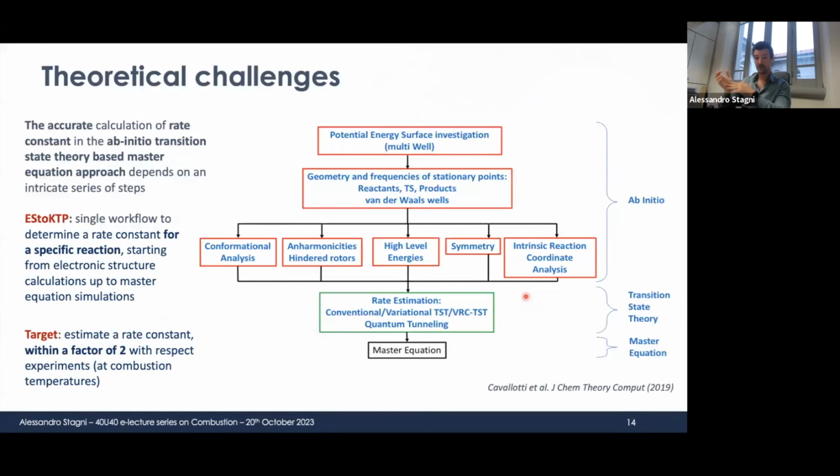When we calculate the rate constant, as I already said, there are a lot of steps. An ab initio phase, which can be summarized in this chart, then a transition state theory, and then master equation. In order to collect all of these steps and to make everything as automatic as possible, in 2019, this automatic tool was released, S2KTP, by Professor Cavallotti in Politecnico di Milano and co-workers. This was a collaboration with Steven Klippenstein at Argonne National Lab in the US. The target of this software was obtaining rate constants within a factor of 2, which is very high, with respect to experiments at temperatures relevant for combustion conditions.